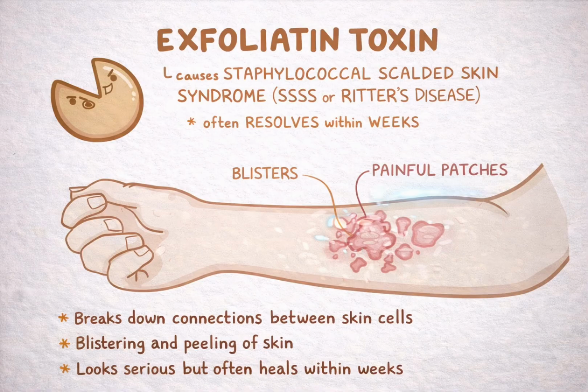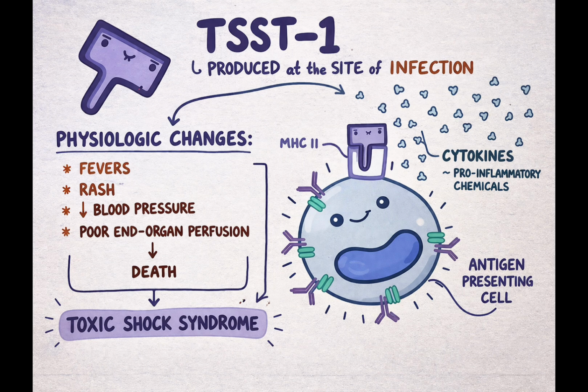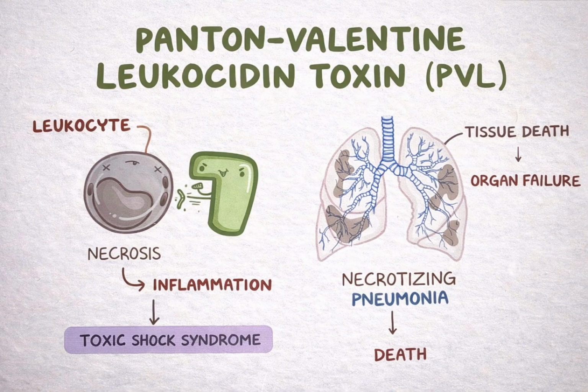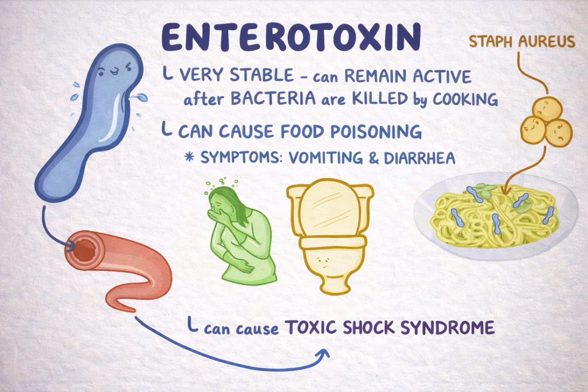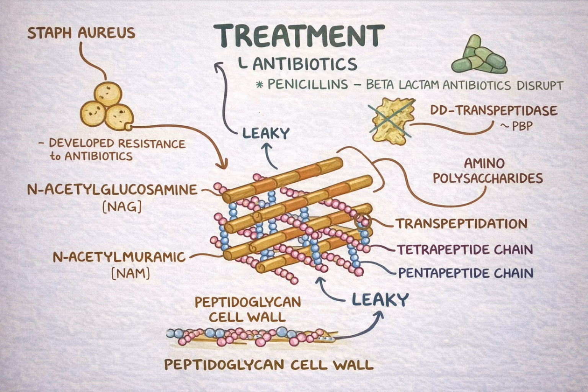On top of that, this bacteria produces several toxins. For example, it produces a toxin that can cause toxic shock syndrome, which leads to symptoms like fever, rash, and low blood pressure. Another toxin destroys white blood cells, weakening the immune system, while others can damage red blood cells or cause skin blistering. It can also produce toxins in food that lead to food poisoning, causing vomiting and diarrhea within a few hours. Finally, let's talk about treatment.